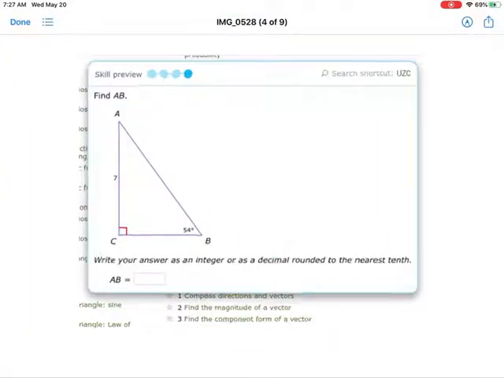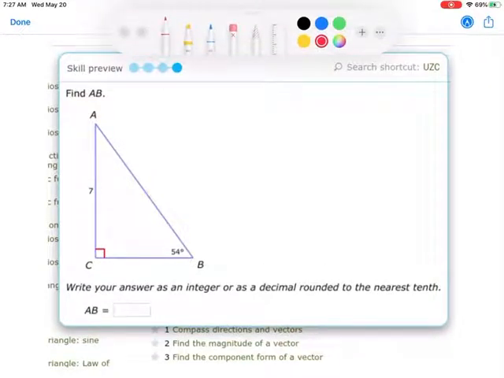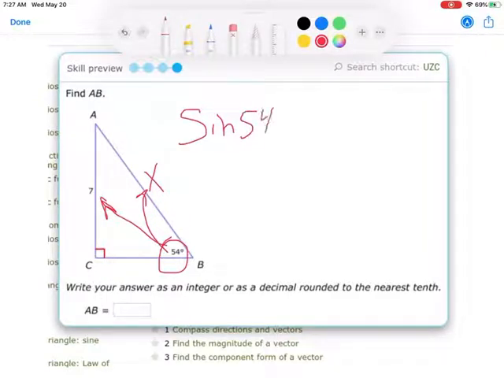All right. It says find AB as the side length. So that's x right here. You've got an angle, the opposite side, and the hypotenuse. So that's the sine function. Opposite, hypotenuse, SOHCAHTOA. Sine of 54 is equal to opposite over hypotenuse. So this is really sine of 54 over 1 equals 7 over x.